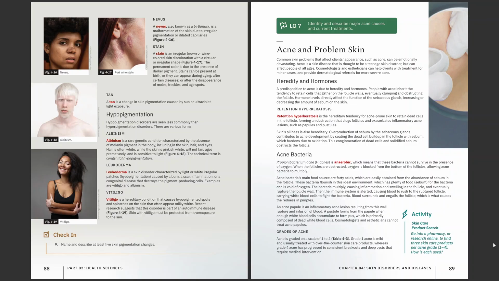Grades of acne. Acne is graded on a scale of 1 to 4. Table 4-3. Grade 1 acne is mild and usually treated with over-the-counter skincare products, whereas Grade 4 acne has progressed to consistent breakouts and deep cysts that require medical intervention. Activity. Skincare product search. Go into a pharmacy or research online to find 3 skincare products for acne grades 1 through 4. How is each used?